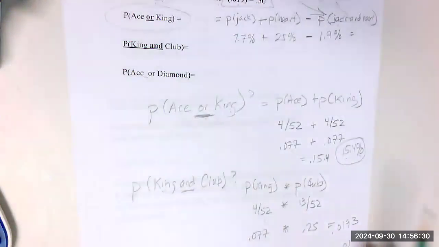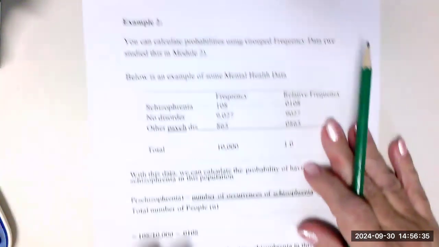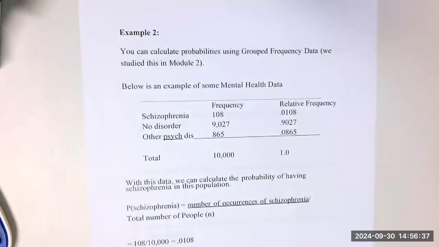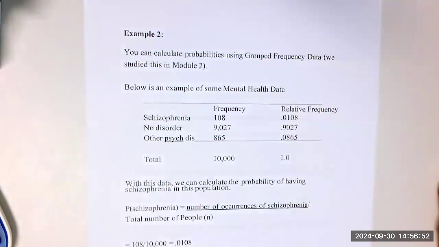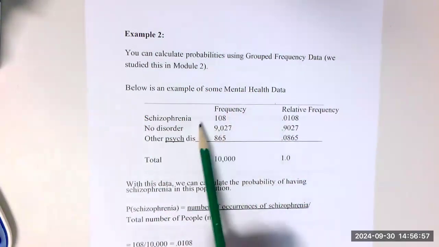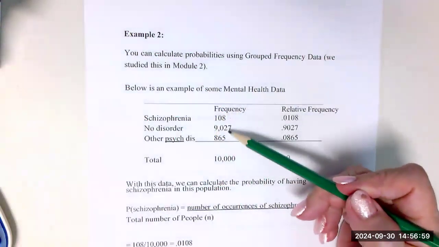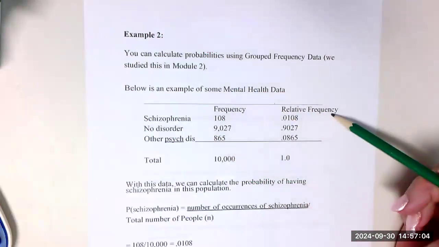All right, let's look at one final thing here in the land of probability, and that's the idea that you can calculate probabilities right out of group frequency distributions. We did group frequency distributions way back in module 2, so you don't have to remember everything about it, but let me show you what you do have to remember. Here we have some mental health data. Here's frequency, how many times something happens, and here is relative frequency.